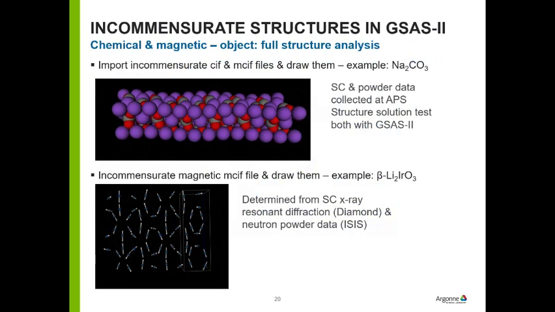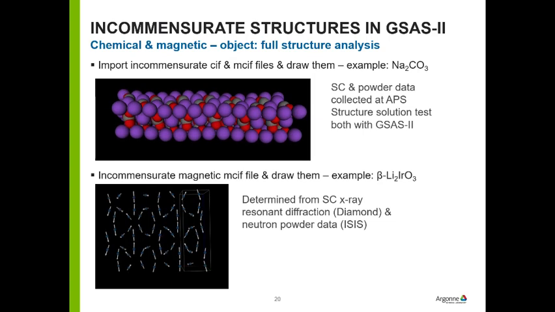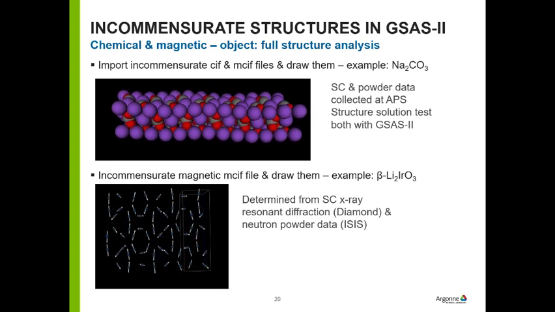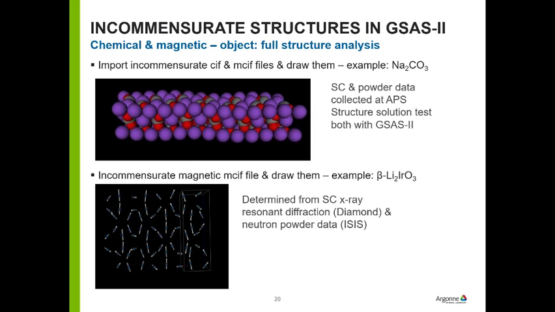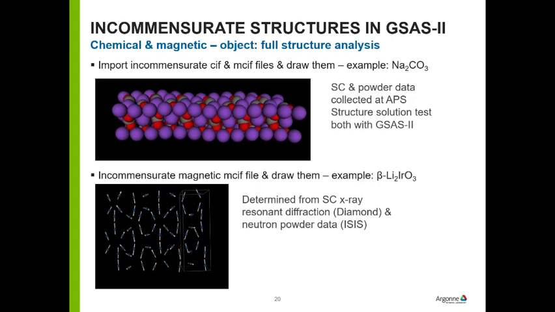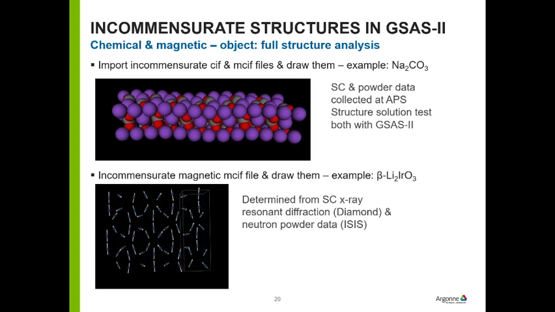And when you draw it out, what you can do in GSAS-II, and there's an option that generates movies, you can show how the structure is modulated. By the way, this is not real life. It doesn't wiggle around like this. These are actually static displacements, but there's a variation as a function of distance in the crystal structure.